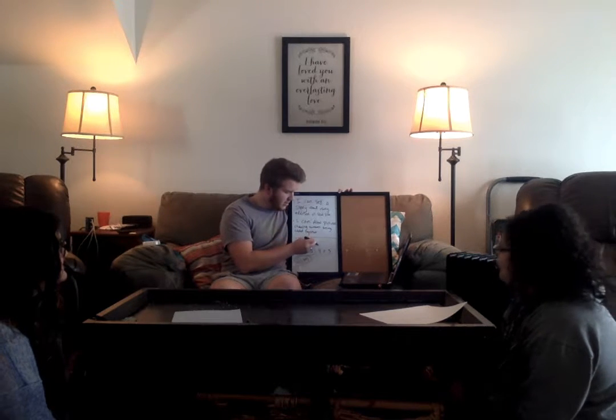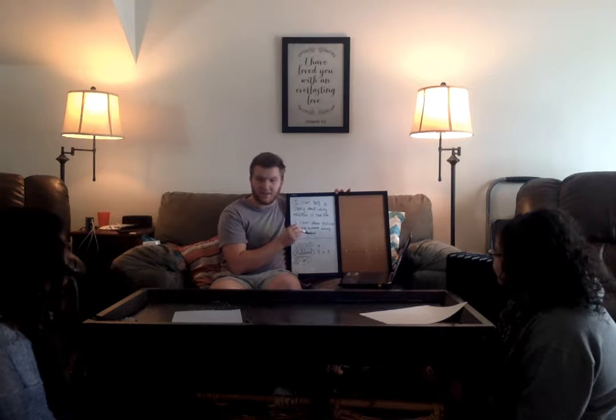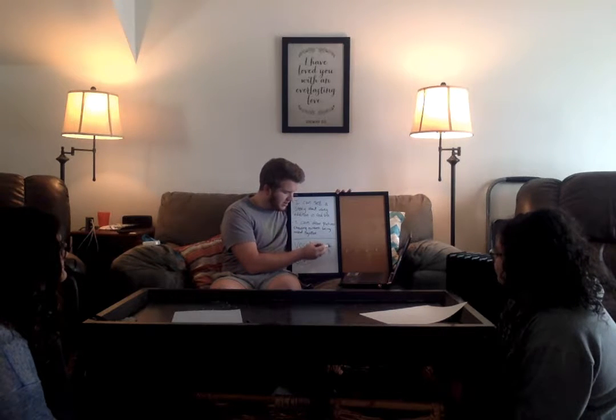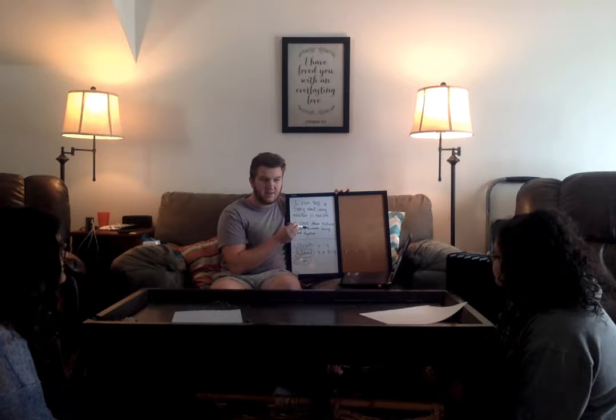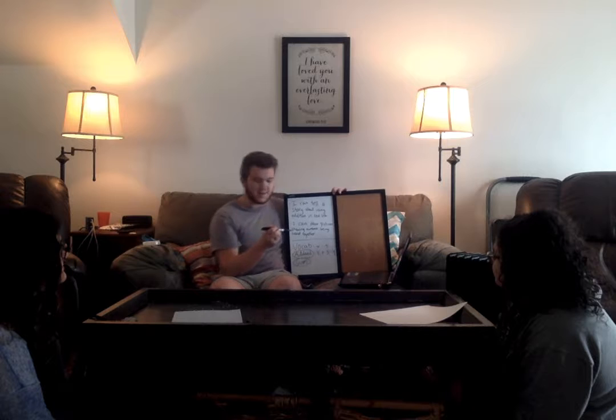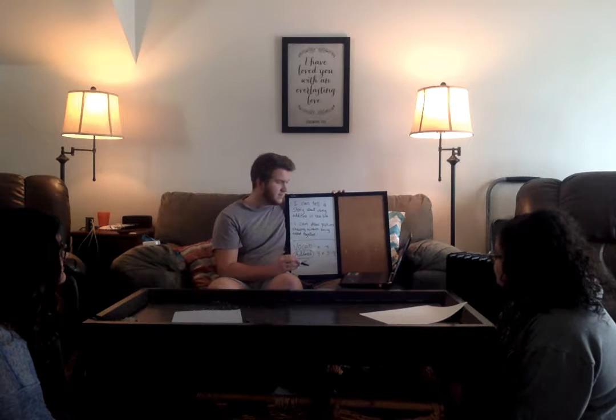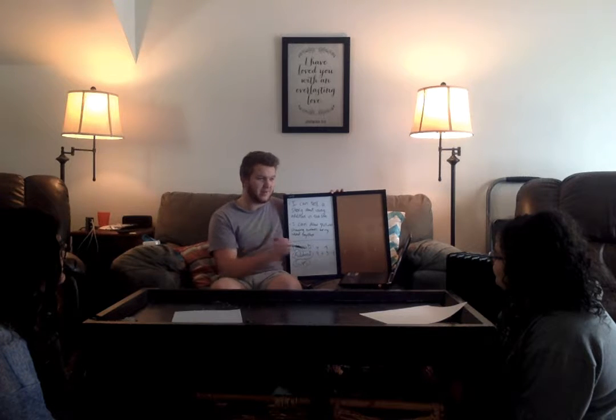So this 4, we'll label that an addend. And this 5 would be an addend. Now, what would the 9 be? The sum. That's right. And why is that? Because the sum is the total amount after the 2 addends being added together, right?